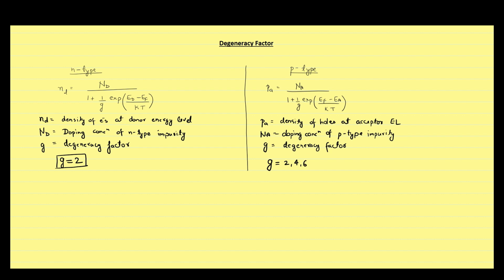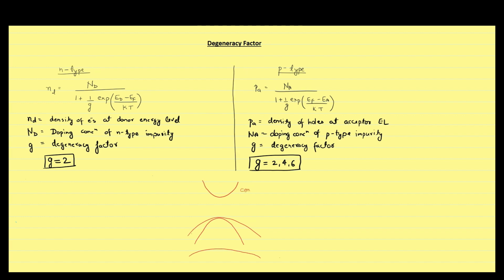But why is it so? The reason is that the actual band diagram of common semiconductors like silicon and gallium arsenide looks like this. This is the conduction band, this is the heavy hole band, this is the light hole band, and this is the split-off hole band. And assume that here we have the acceptor energy level. So the degeneracy factor G can be written as 2.